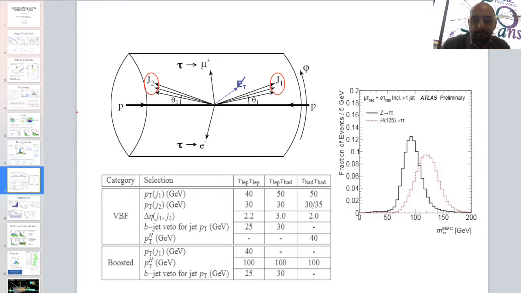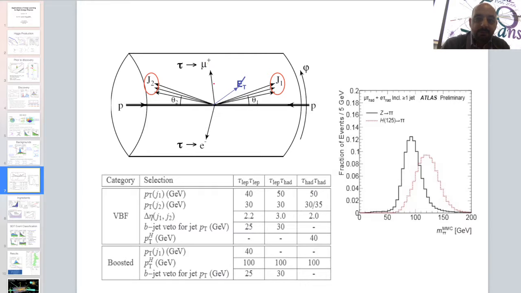I won't go through the boosted, but this just gives you a sense of the type of selections we do. Here on the right side is a demonstration of the Z to tau tau mass versus Higgs to tau tau mass. And you can see that it's a very broad distribution and they're completely overlapping. So the Z to tau tau is an irreducible background.